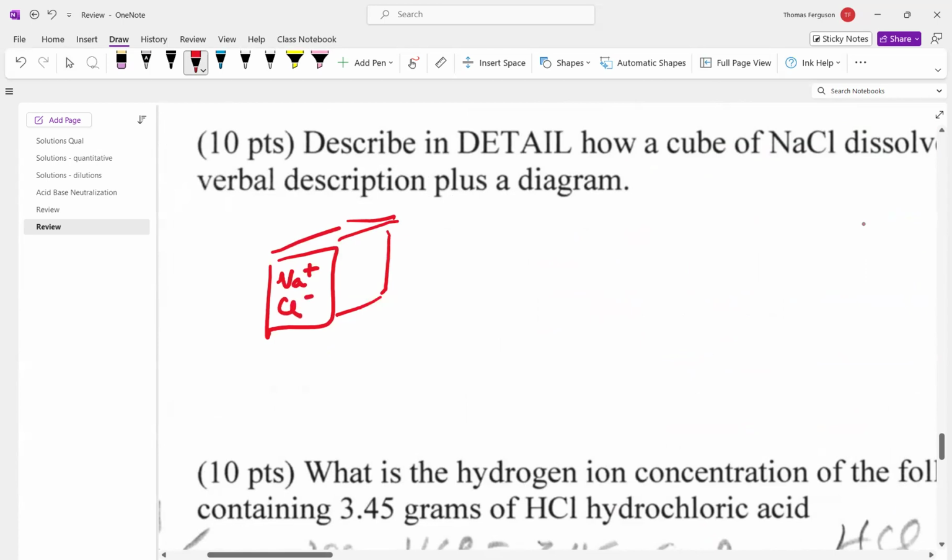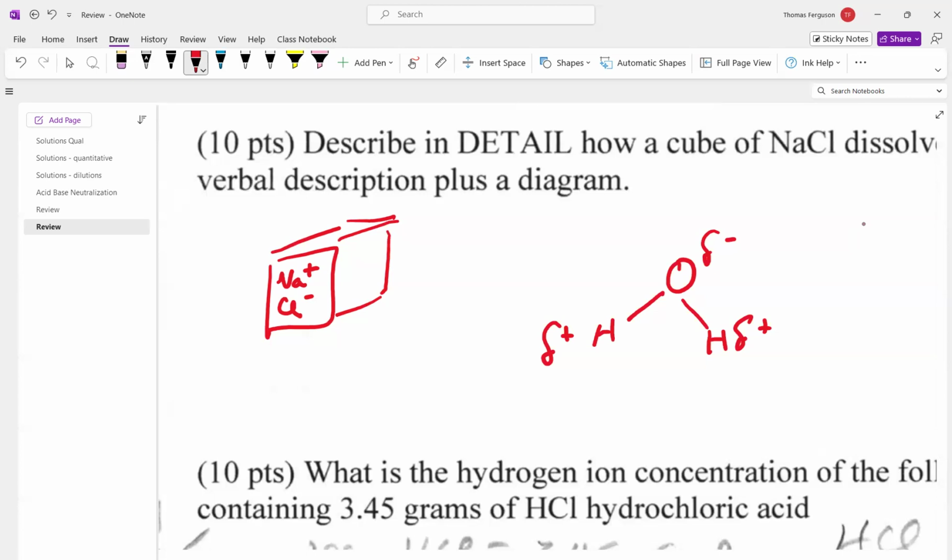Sodium chloride is an ionic solid. That means it's composed of sodium ions and chloride ions. And water, as I've told you before, is very polar. As you remember, whenever we have oxygen present, the molecule tends to be very polar. Not 100% of the time, but usually. That means that there's an unequal sharing of electrons. That means the oxygen is a little more negative than the hydrogens. That's what makes it polar.